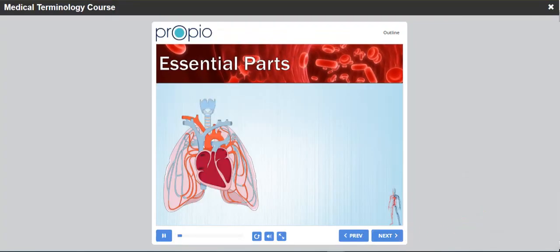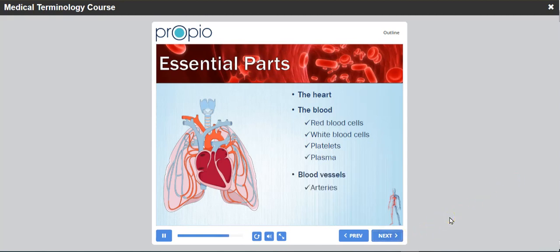The essential parts of the cardiovascular system include the heart, the blood that consists of red blood cells, white blood cells, platelets, and plasma, and blood vessels that could be arteries, veins, or capillaries.